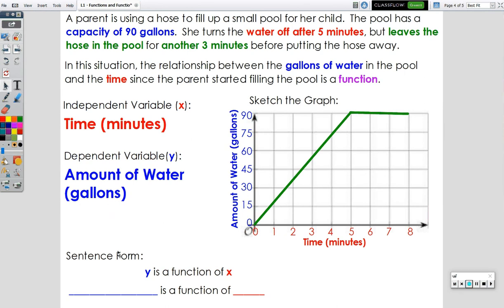Now coming back here, back to our function notation, we're going to look at this in terms of a sentence form. When we have independent and dependent variables and we have this function, we say our dependent variable is a function of our independent variable. We can say y is a function of x. That's another way of saying that y depends on x. Okay, and that gives us a little hint that y is our dependent variable. So in this case, what we're saying is y, which is our amount of water, is a function of the time. So the amount of water depends on the time.